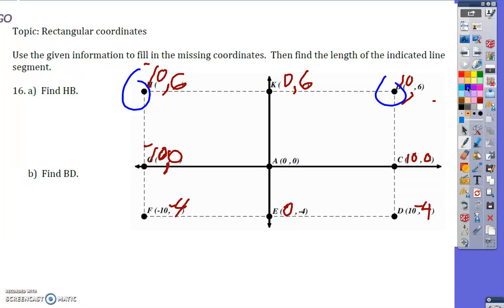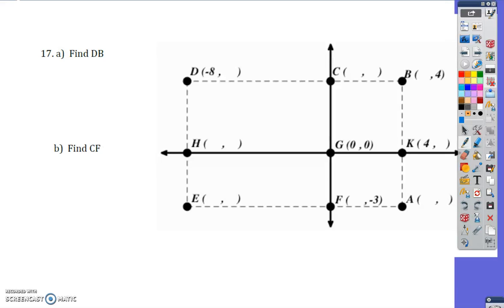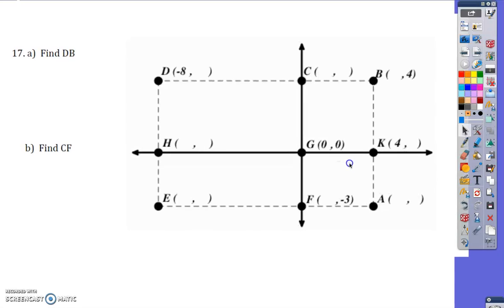I think that's going to be 10 moving this way and 10 more this way, making a total of 20 units. And so that's what you're going to be doing. So you're going to figure out part B by yourself, and then go ahead and do number 17, which you'll have to fill in all the ordered pairs first, and then do what we did to answer the 2 questions.